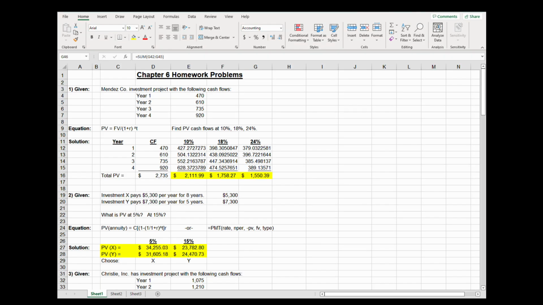Welcome to Chapter 6, Homework Problems, Solution Videos, Ross, Westerfield and Jordan, 13th edition, Fundamentals of Corporate Finance. We're going to look in Chapter 6 at discrete incremental cash flows, and they can be the same each month or each year. They can be different each month or each year.